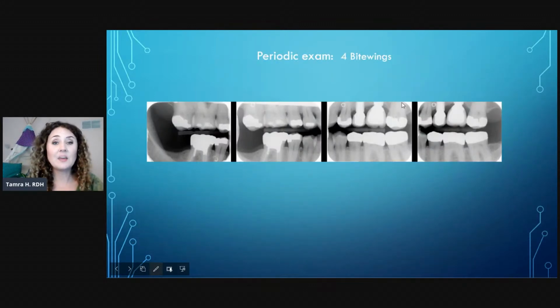Here we have a patient that came in for a periodic exam and 4 bite wings. The first thing I noticed is this patient has had lots of restorations. They've had some implants, crowns, multiple restorations, as well as an endo. So they're going to be higher risk for caries. Then I'm looking for caries. I'm not seeing any radiolucent cariogenic areas.